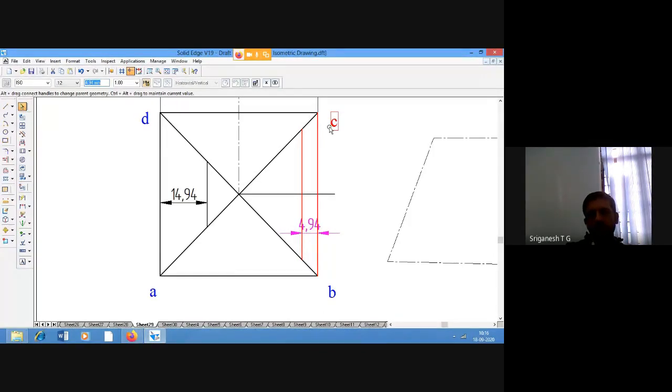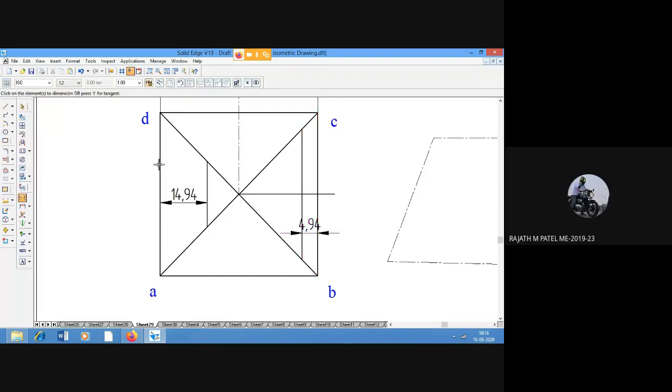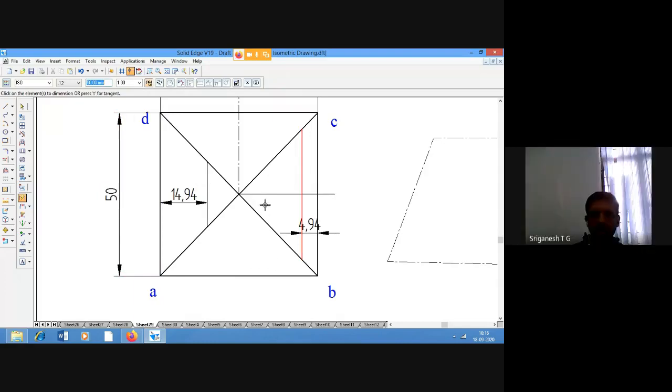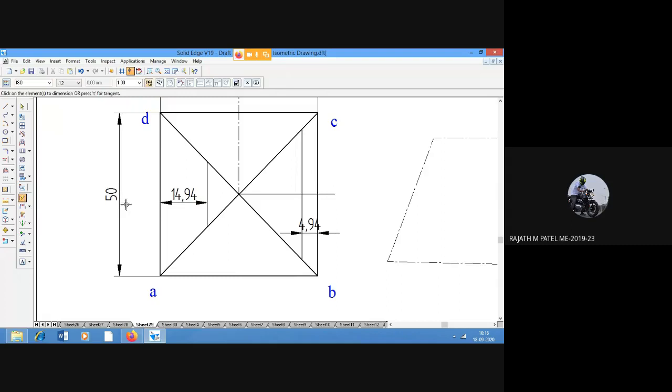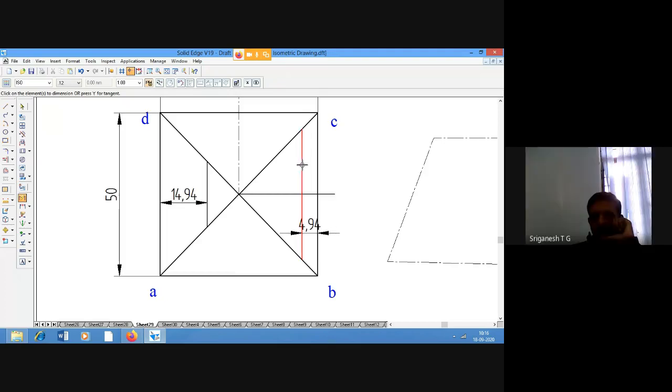How much did you take for the square? Size of 50, sir. 50. 4.5 will be too small, no? Even I was doing it on software, sir. When you told me to do it, I just did it. 4.5 means it will be somewhere over here. That means the gap will be more. This line will not be, then it will not be 40 mm. It will be more than that.